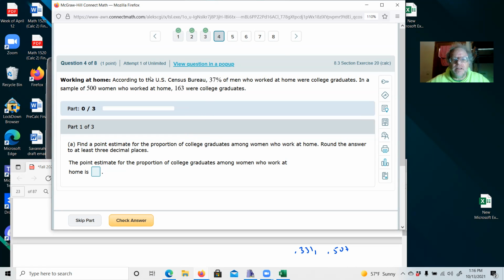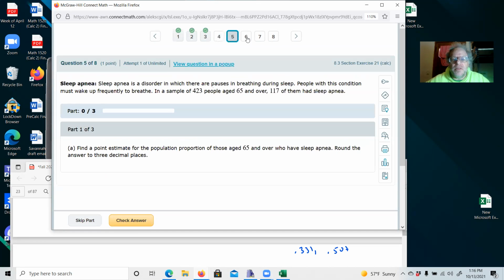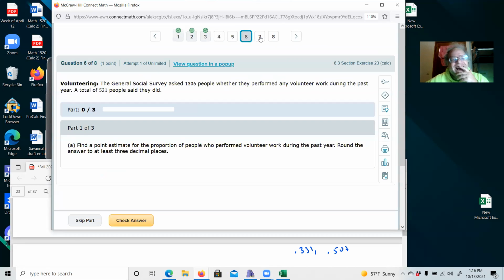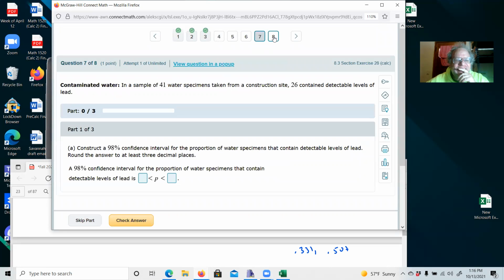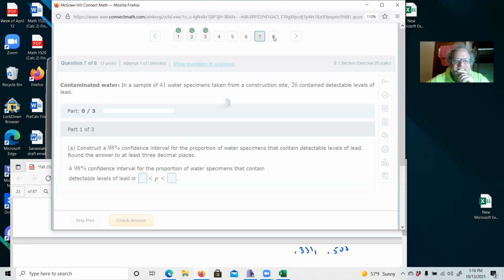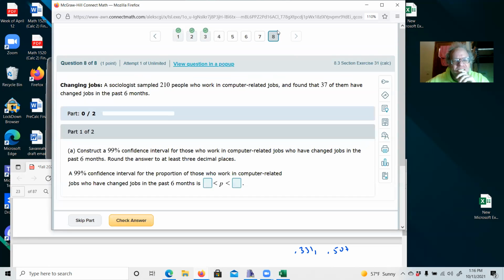Let's see, we're 15 minutes in, but we're going to stop. I'm going to pick this up at another time. I got to get ready for other things here. But sleep apnea, go figure. It'd be a good problem to do right now. There we go. All right, we're going to stop.